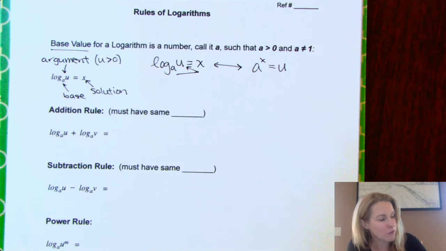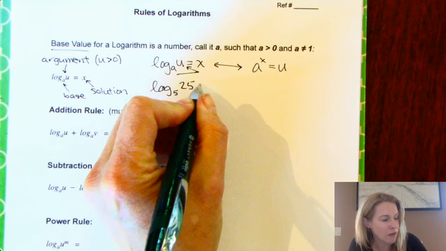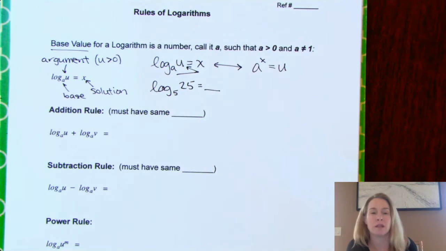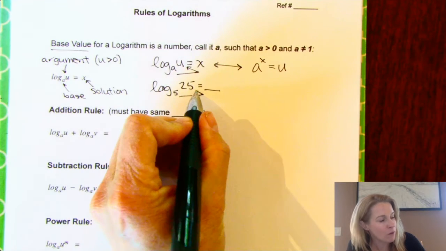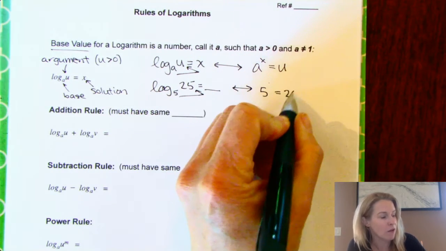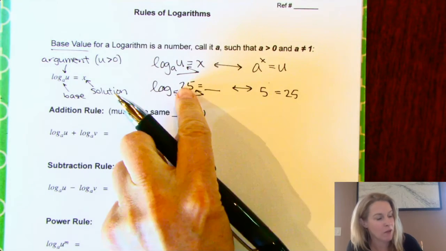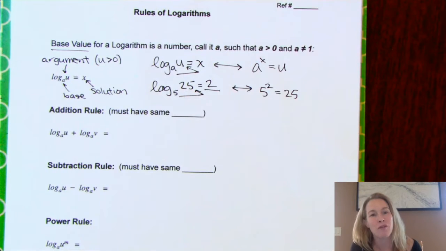So for example, if you were given log base 5 of 25 and asked what its solution is, what it's equal to, think about the arrow. 5 to what power gives me 25? And of course, that is the second power. So log base 5 of 25 is 2.